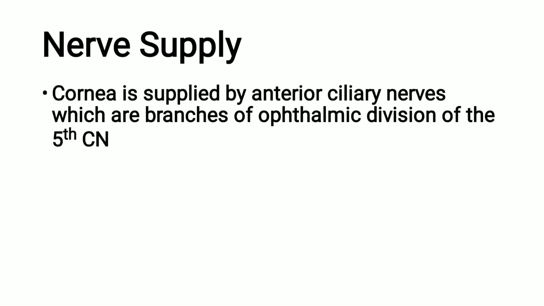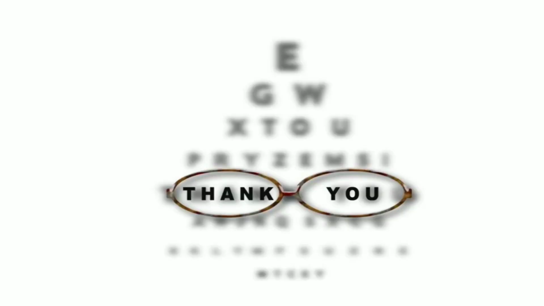Next is nerve supply. It is supplied by anterior ciliary nerves which are branches of ophthalmic division of fifth cranial nerve. So that's all about cornea and its layers.